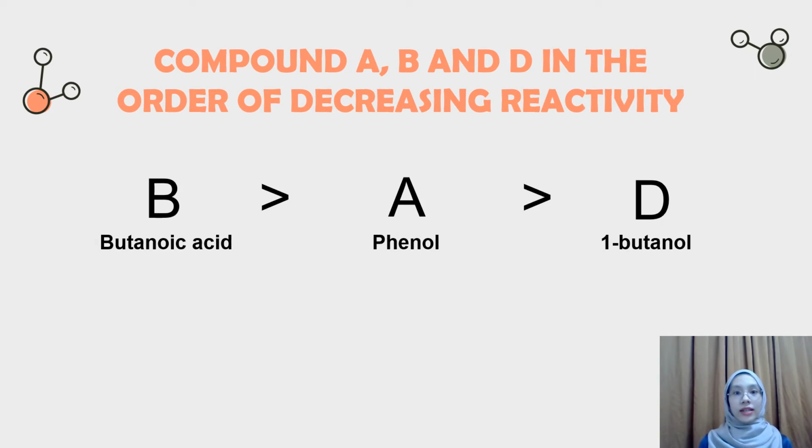For the next question, we need to arrange compounds A, B, and D in the order of decreasing reactivity. The answer will be B, butanoic acid, and then A, phenol, and the last one is D, 1-butanol. Moving on to the next slide.